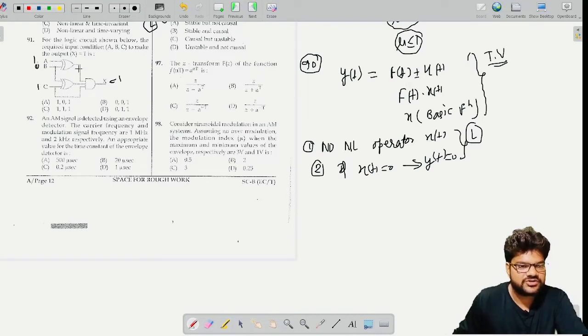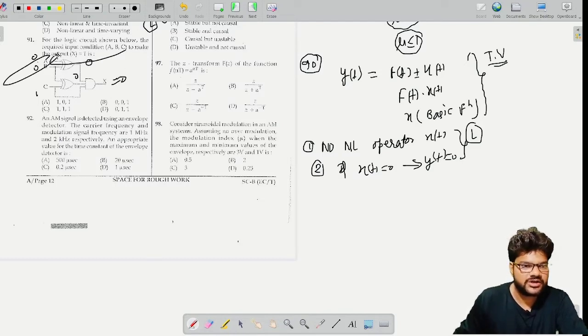For 1 0, this is XOR, so the output will be 1. Then 0 1 goes to the XNOR, and XNOR will be 0. If anything is 0, then this will be 0. So option A is wrong because we are getting 0. Now let us go to option B, which is 0 0 1. So 0 0 will give 0, and 0 1 will also give 0. If anything is 0, you will get 0. So option B is also not correct.